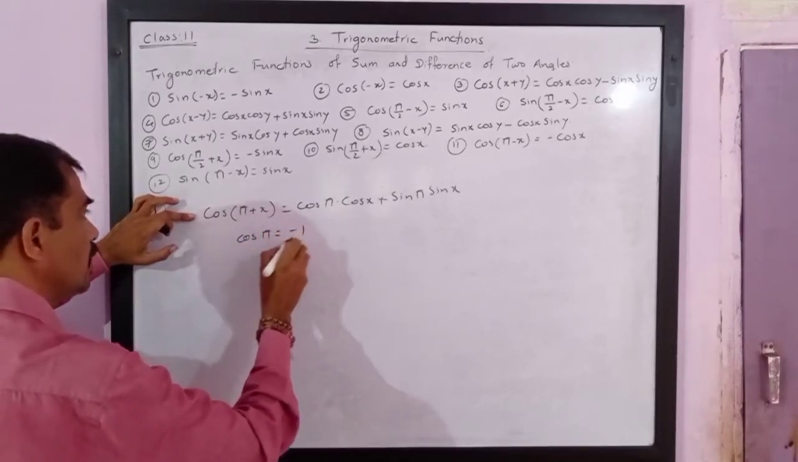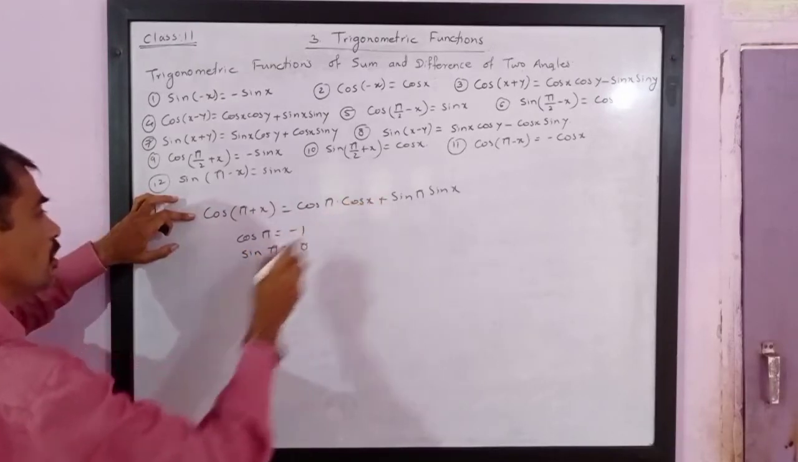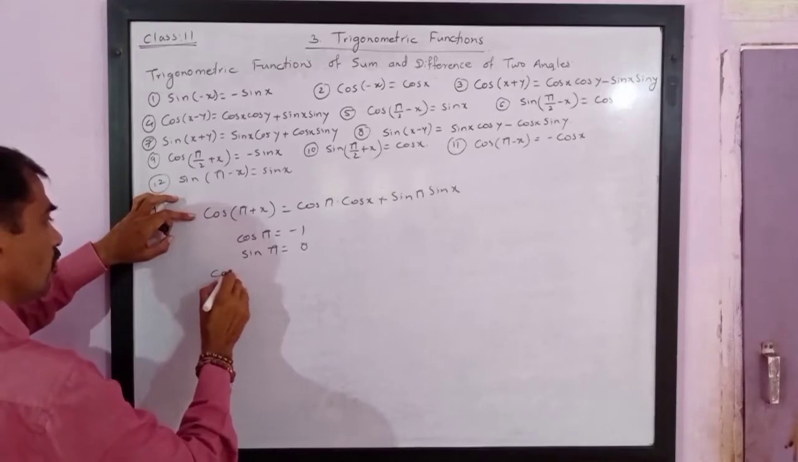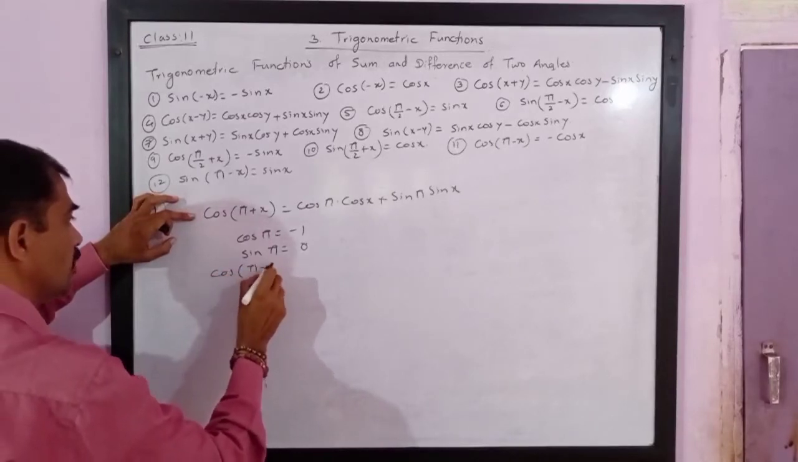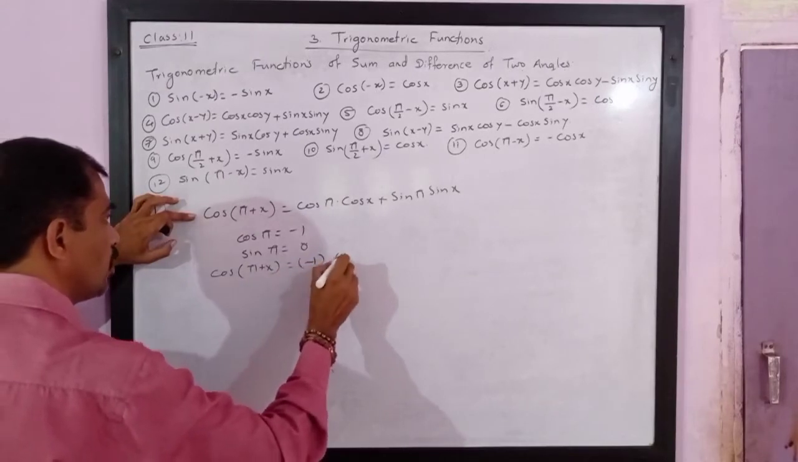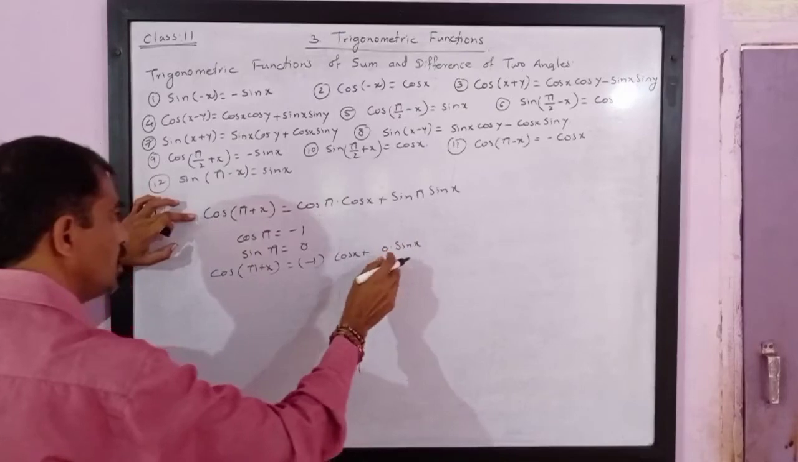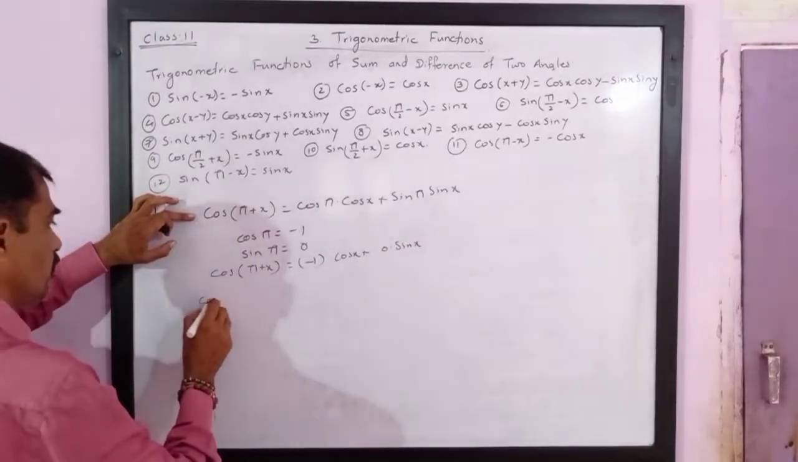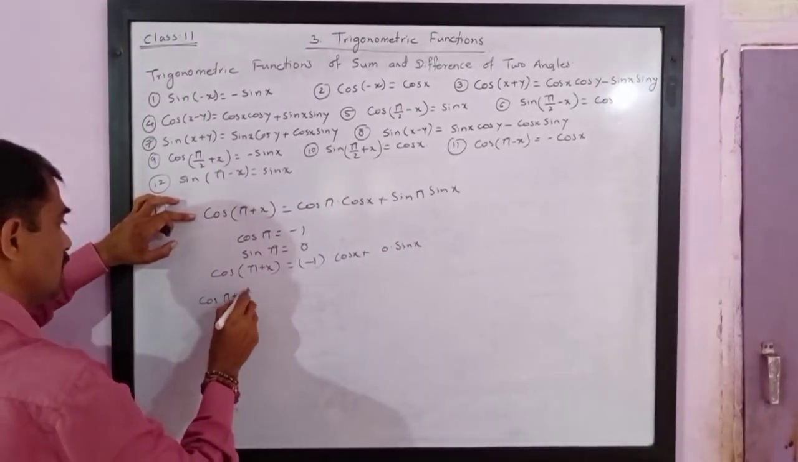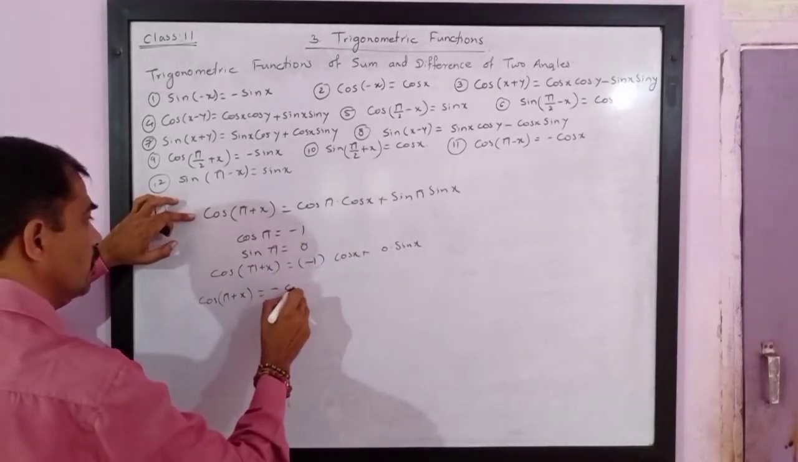Now we already know cos pi is equal to negative 1 and sin pi is equal to 0. So if you put the values, you will get cos of pi plus x is equal to negative 1 into cos x plus 0 into sin x. So this becomes cos of pi plus x is equal to negative cos x.